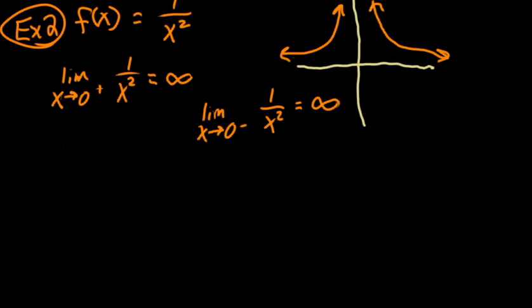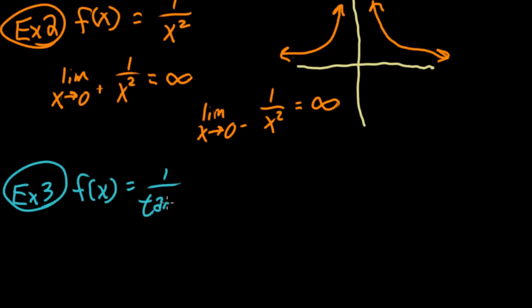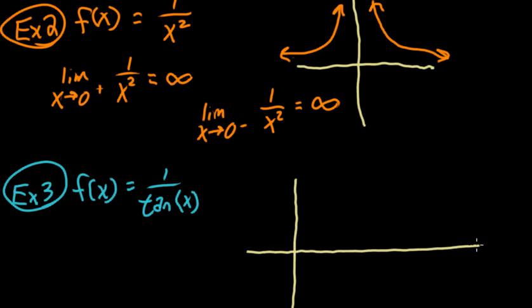This last example is going to be a little bit harder. Let's do it in teal. So, example 3. Say we have f of x equals 1 over tangent of x. Well, the graph of this is... Probably should have had this drawn out ahead of time, but oh well. Let's see, we'll have that there.